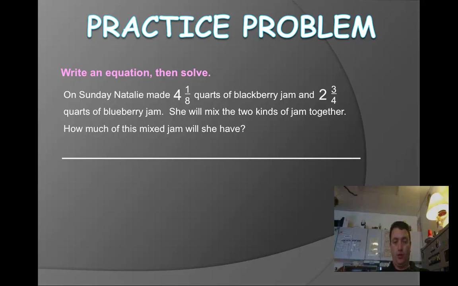Now, it's your turn. So you're going to write an equation, then solve. It says, on Sunday, Natalie made 4 1/8 quarts of blackberry jam and 2 3/4 quarts of blueberry jam. She will mix the two kinds of jam together. How much of this mixed jam will she have? Now, notice the key word here, and there it is, together. So see if you can work that through and figure it out, and we will go over it in class. See you soon.